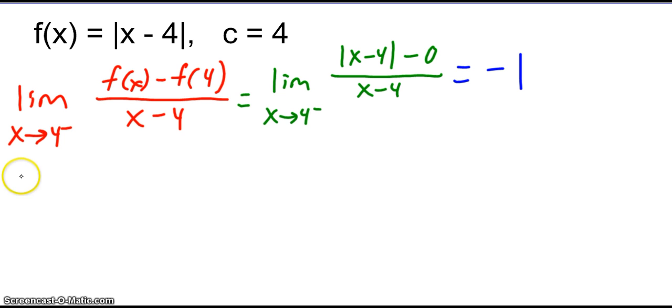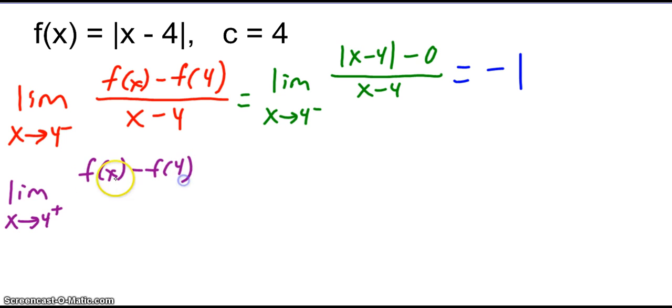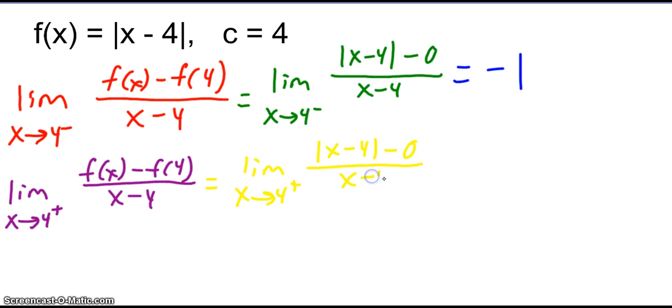Now let's do the limit as x goes to 4 from the right of f of x minus f of 4 over x minus 4. So this is the limit as x goes to 4 from the right of the absolute value of x minus 4 minus 0 over x minus 4. And now, because we're approaching 4 from the right, the denominator is going to be positive, the numerator is always positive, so this will be positive 1.